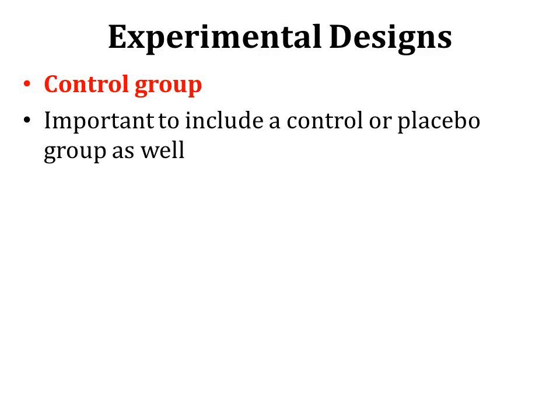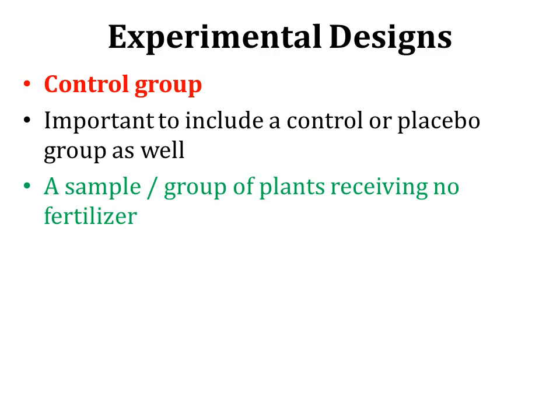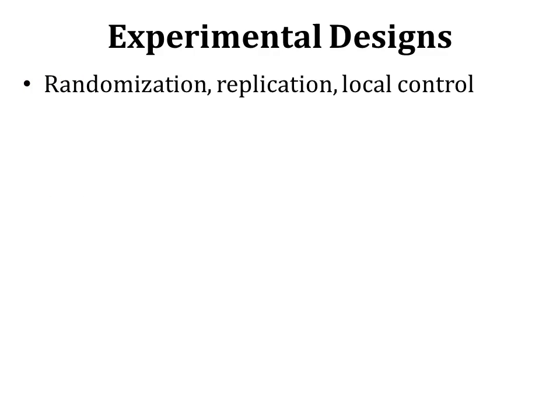And another concept in local control is to have a control group. So it is important to include a control or a placebo group as well. This is going to be a group of sample units that receive no treatment at all, right? So a group of plants receiving no fertilizer, just grown in simple soil. This is going to be your control group, and this control group also reduces the chances of experimental error.